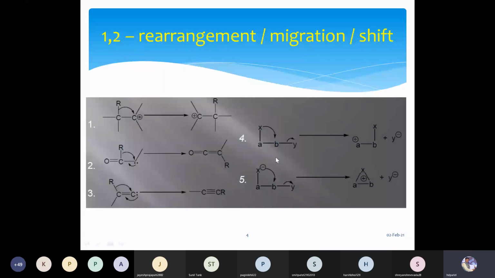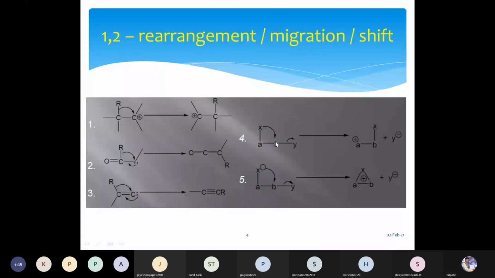Now these things are a little bit different from what we have discussed. Why are they different? Because here two steps take place simultaneously. Two steps means leaving of the group and migration of the group both take place simultaneously. So in this case also we can call it a migration or rearrangement. How? Here group Y will migrate from B and B becomes electropositive. When B becomes electropositive, at the same time X will migrate with its electrons from A to B and we will get this product.